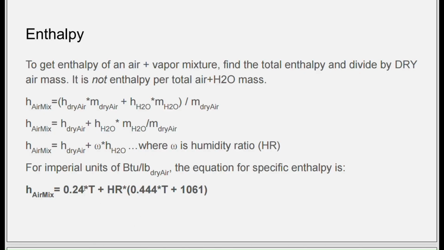And if you wanted to write this out with the units that we use, here's our final equation. Enthalpy of our air is going to be 0.24 times T plus humidity ratio, unitless humidity ratio, times 0.444 times T plus 1061. If you wanted to use grains per pound, just divide this term here by 7,000 and you're good to go.